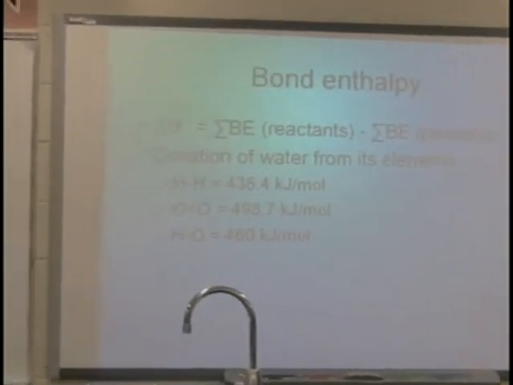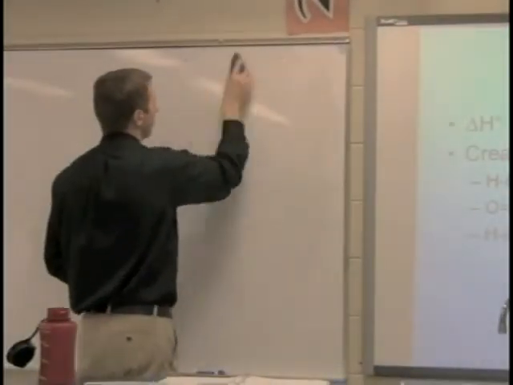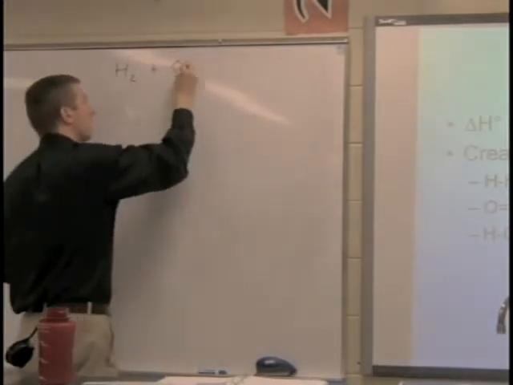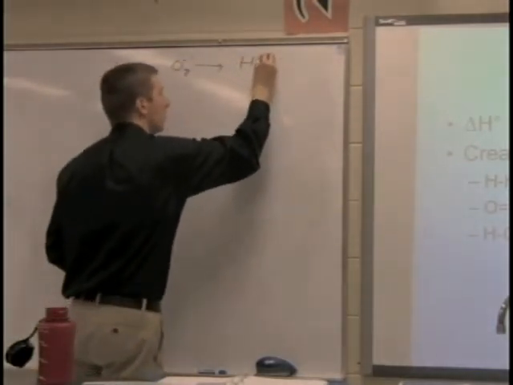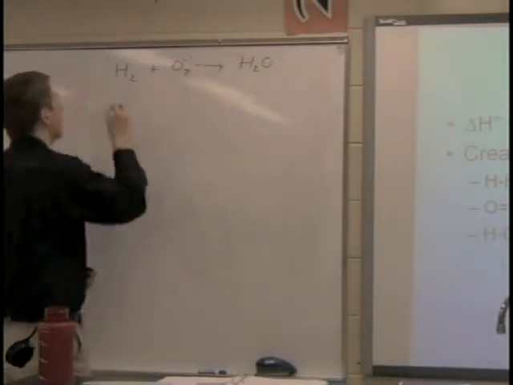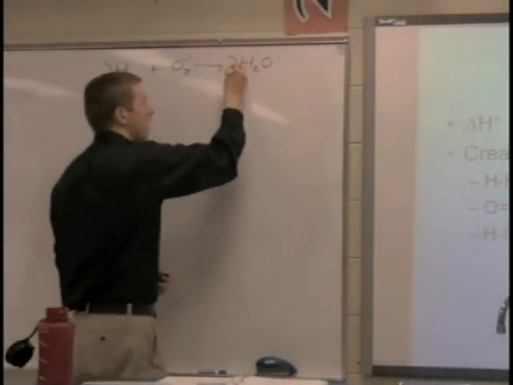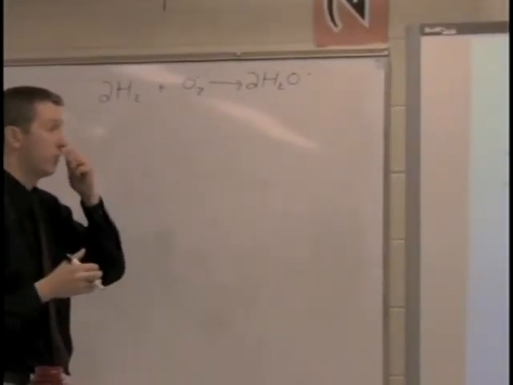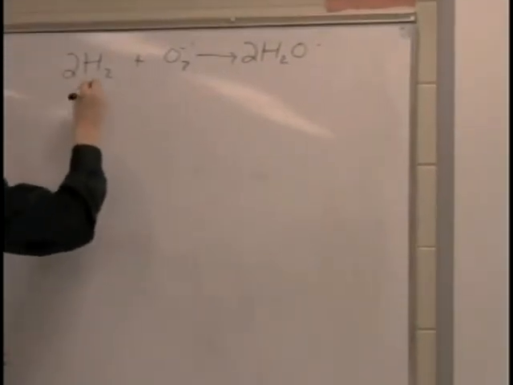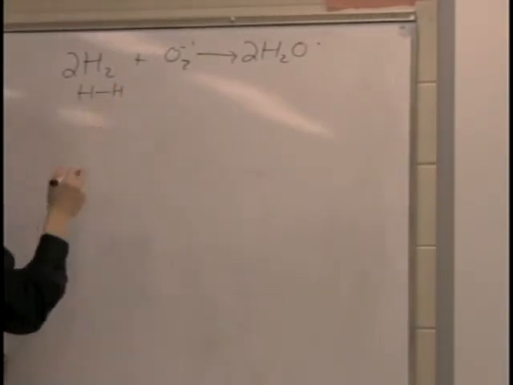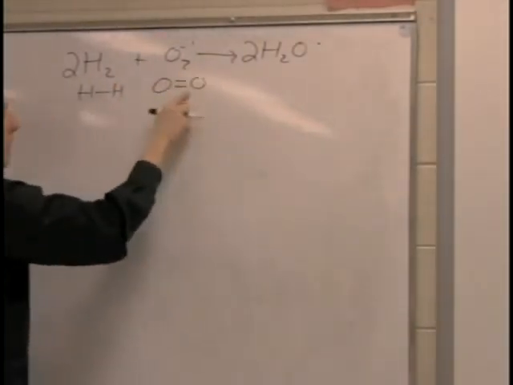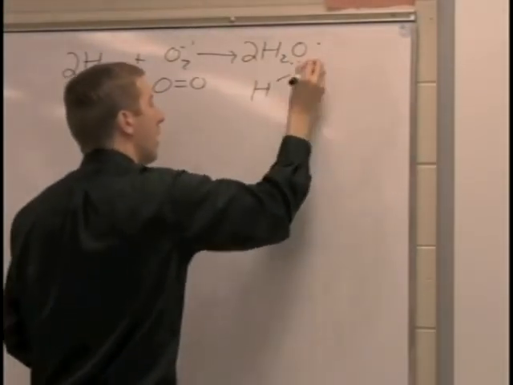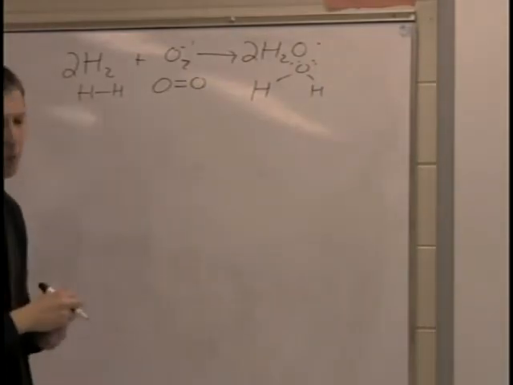So, we have to write the reaction of H2 plus O2 making H2O. First thing we have to do is balance this equation. I put a 2 in front of my H2 and a 2 in front of my H2O. Now I make sure to draw Lewis dots for each thing as well so I can tell what type of bonds exist. It is a single bond hydrogen-hydrogen here. It is a double bond oxygen-oxygen here. And there are 2 OH bonds for every 1 water.